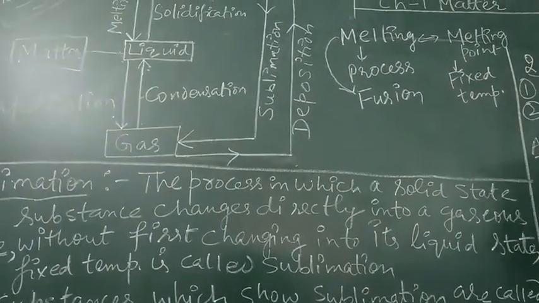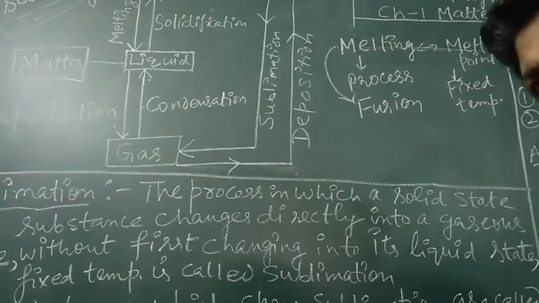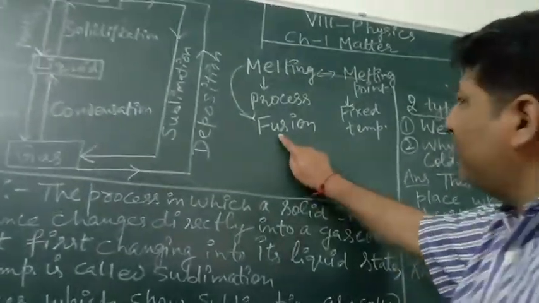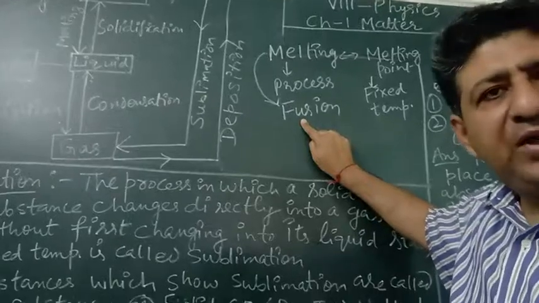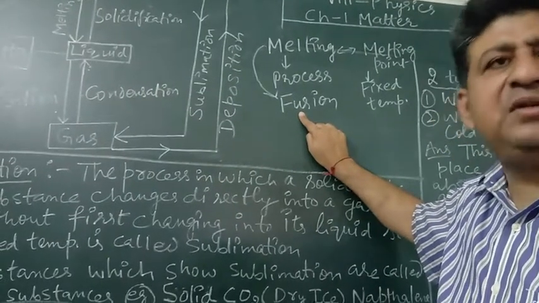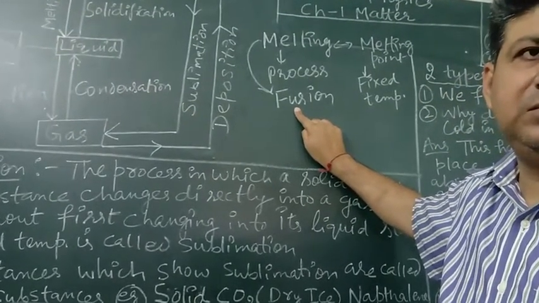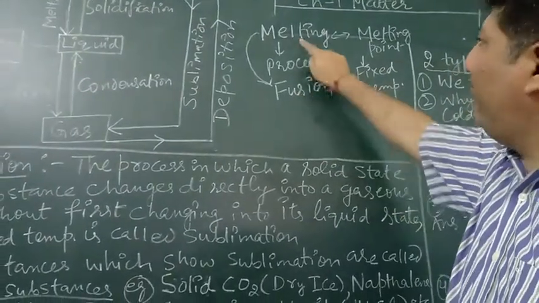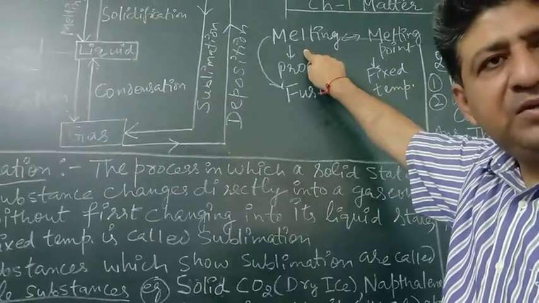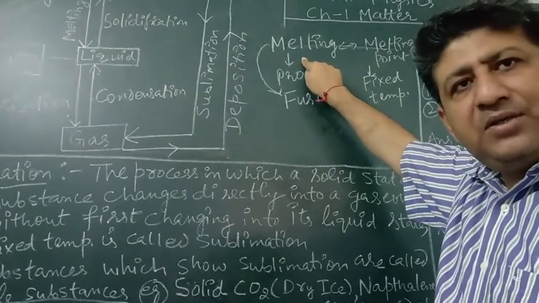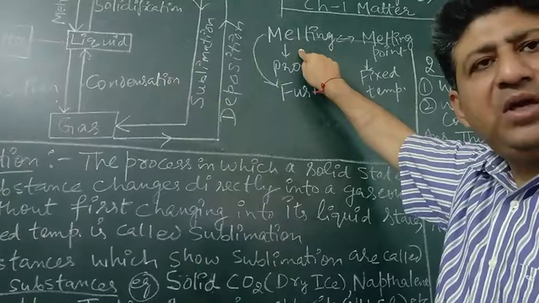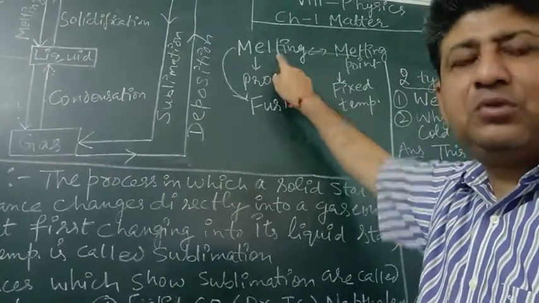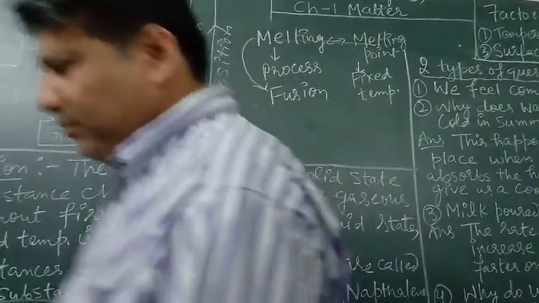Both are considered the same. Generally speaking, they are the same as well, but there is a little difference. Fusion is a process in which a solid substance changes into its liquid state. That's it. This is called fusion. Melting, however, is a process in which a substance changes from its solid state to liquid state, but at a fixed temperature. So that is the difference between them.